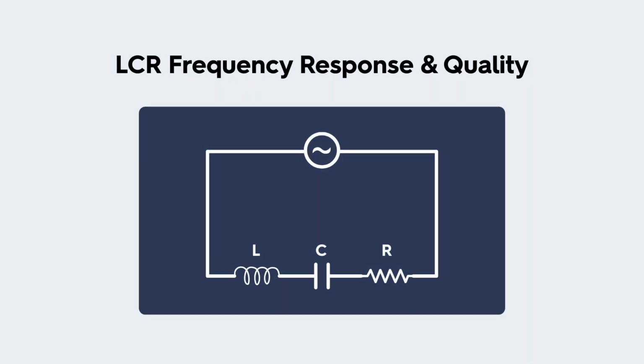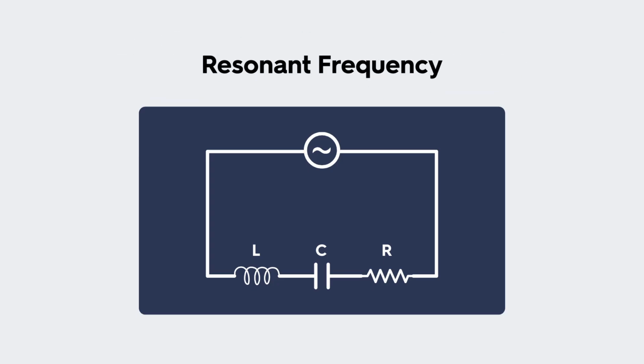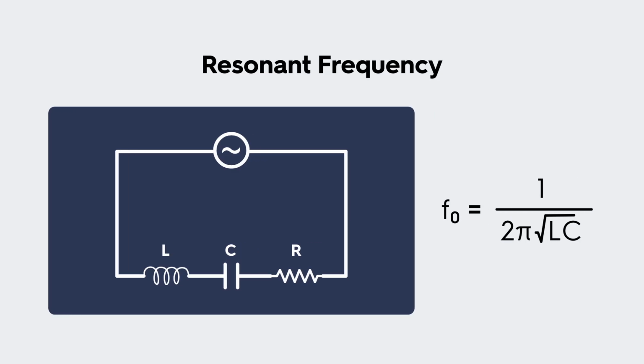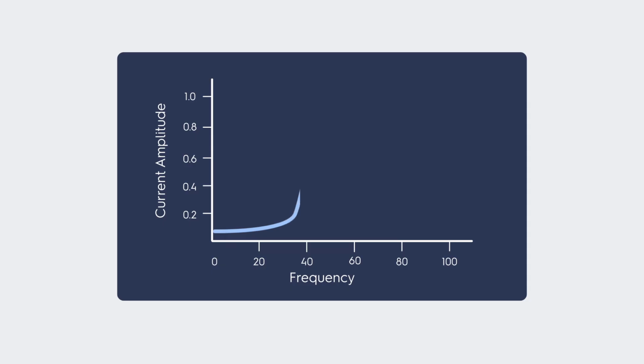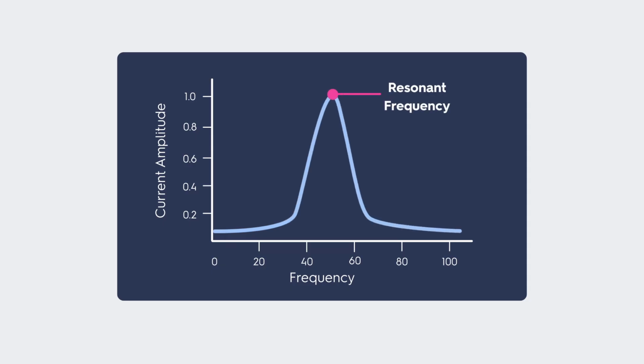The key idea is resonance. An LCR circuit has a special frequency called the resonant frequency, where it responds the strongest. That resonant frequency depends on the inductor and capacitor. Instead of watching the circuit wiggle in an animation, we can understand it with a graph: current versus frequency.